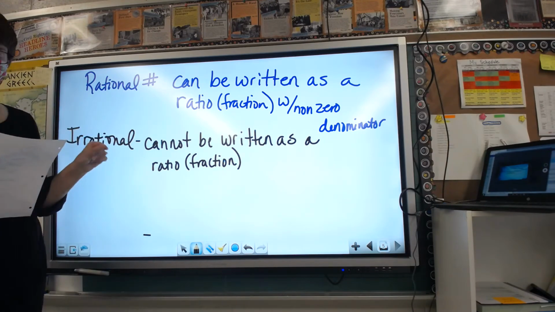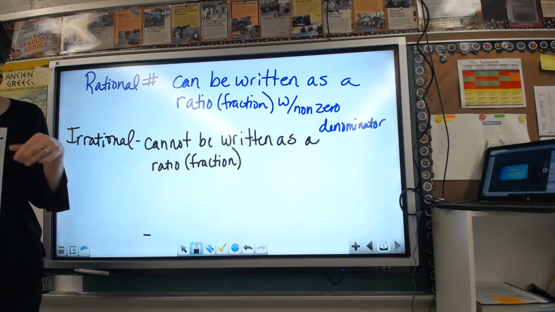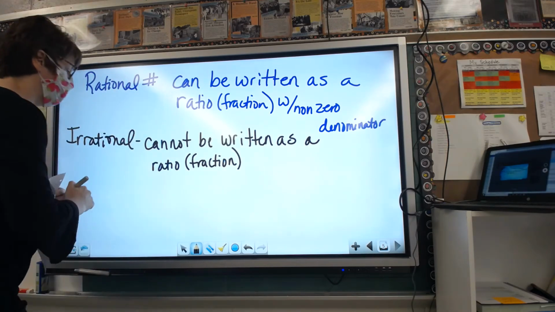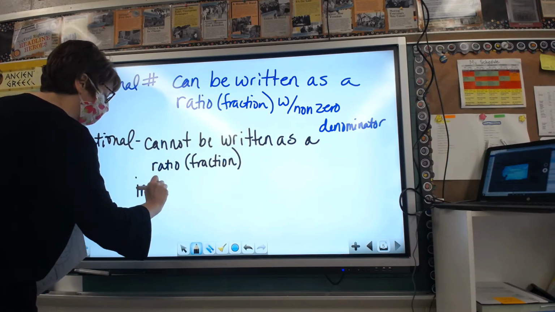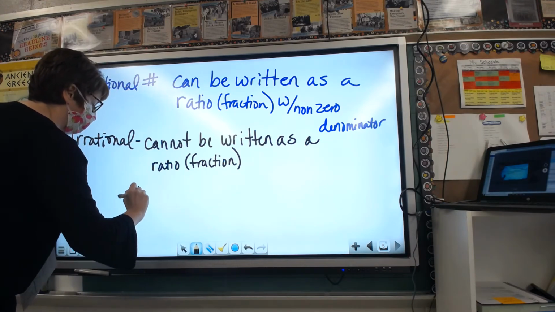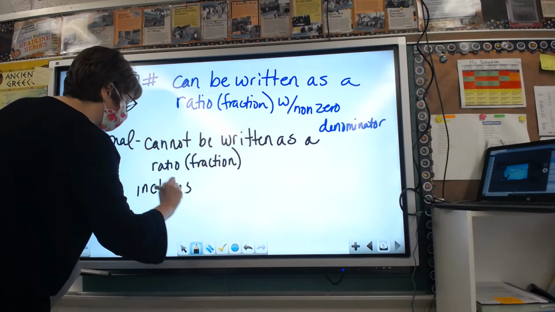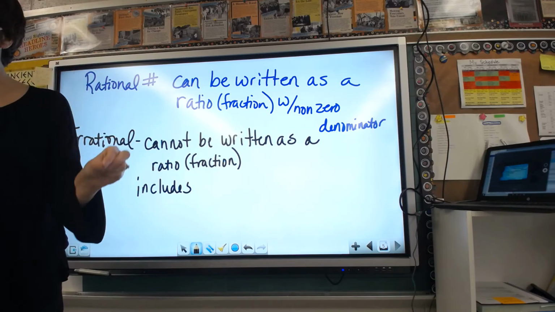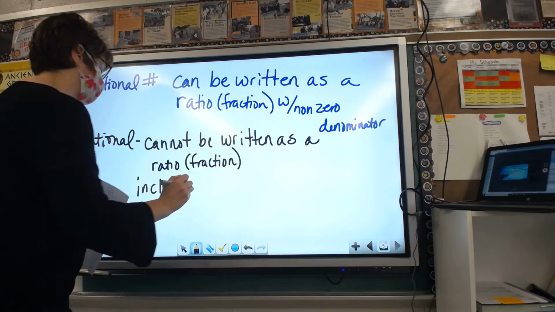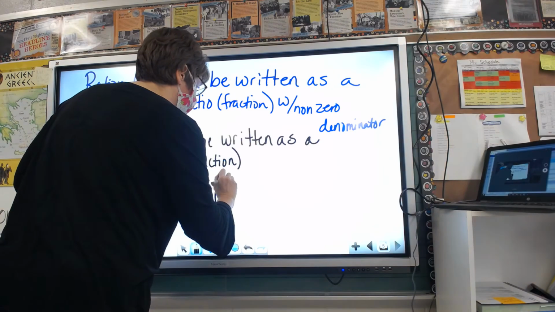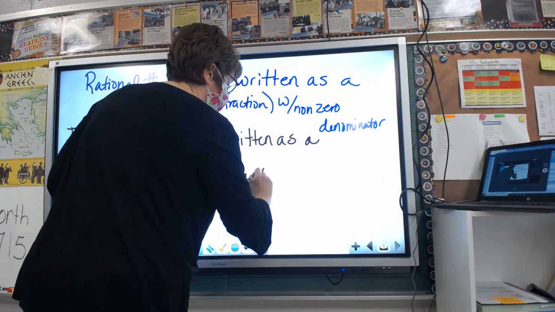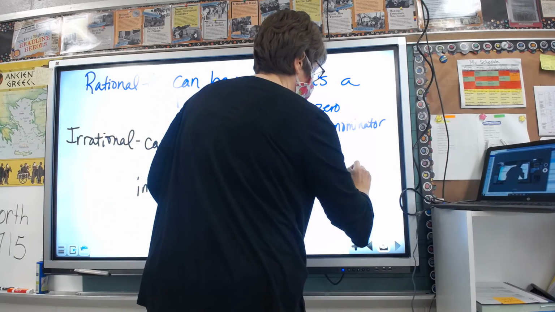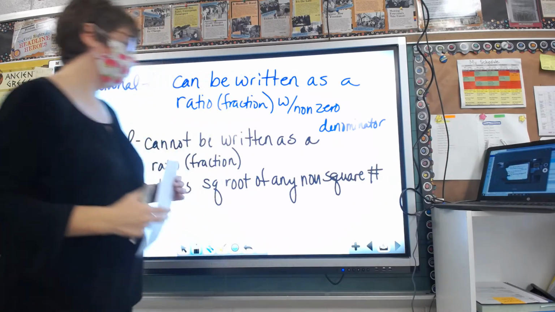Now, there are two lines. On the next line, I'm going to give you a hint at what you're looking for. These would include, so I'm going to put includes. Please write this because this is what's on your quiz. It includes the square root of any non-square numbers. I'm going to abbreviate square. Square root of any non-square numbers. Okay.